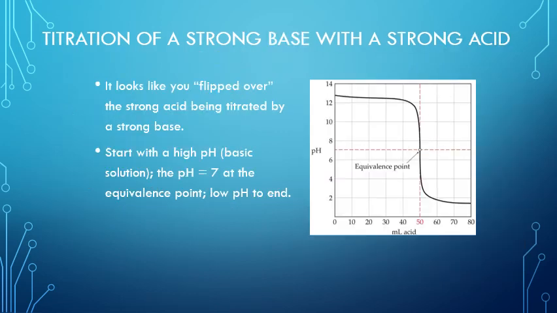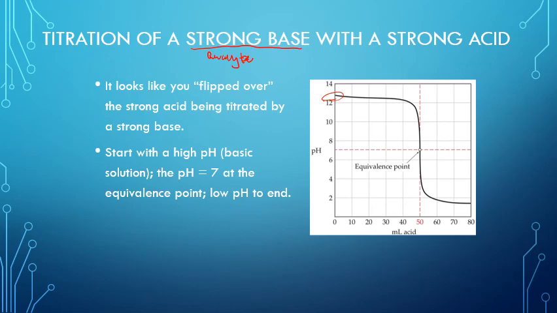Let's now look at a titration between a strong base with a strong acid. So we're basically going to flip the script, and now instead of having the strong base being my titrant, we're going to have the strong base being my analyte. And you can tell which one's the analyte by looking at the initial pH of the solution before any of the titrant has been added.